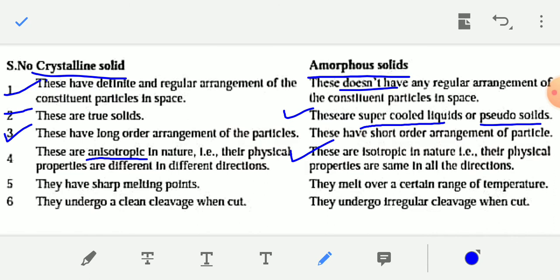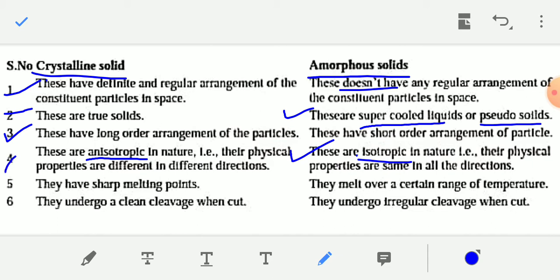While amorphous solids are isotropic in nature. Isotropic means the same in all directions, while anisotropic means different. Amorphous solids are isotropic in nature because their physical properties are the same in all directions.